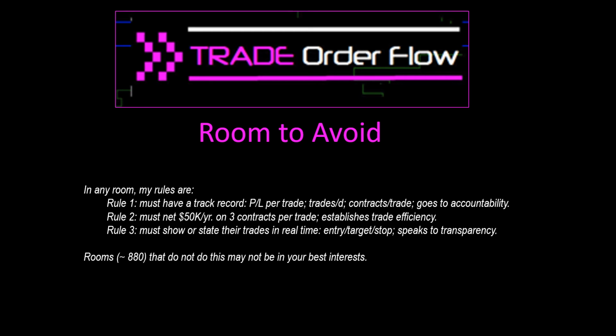I look for a track record. Tracks profit and loss per trade, per day, per week, per month, and so on. It goes to accountability. She originally said she doesn't have any space, but that doesn't really stand. And from a detailed track record, you can calculate how much money they make at 3 contracts to trade, which goes to efficiency. So these two are kind of linked.